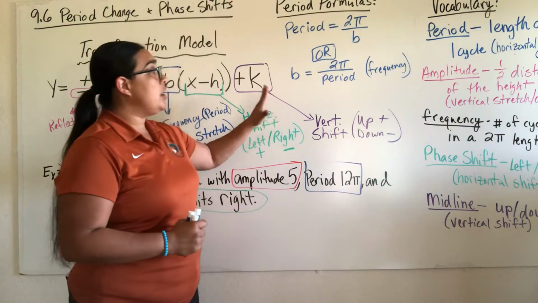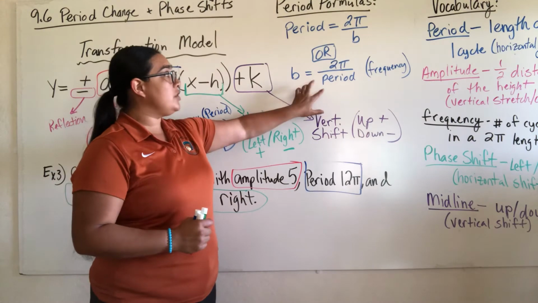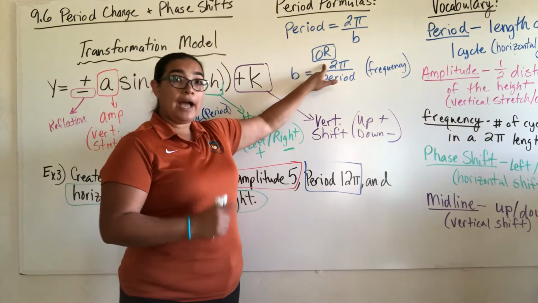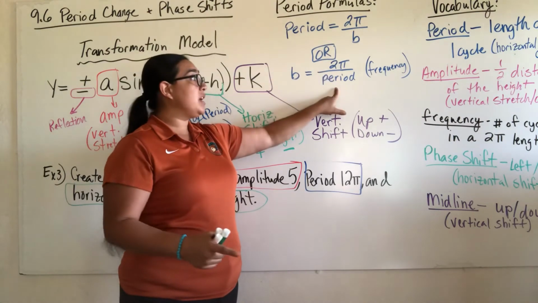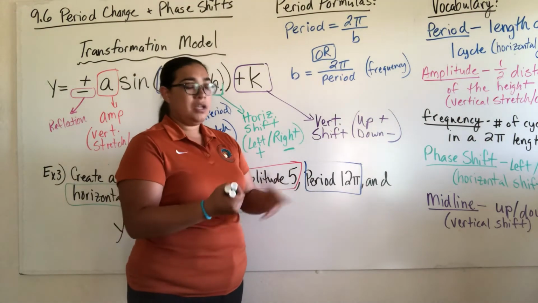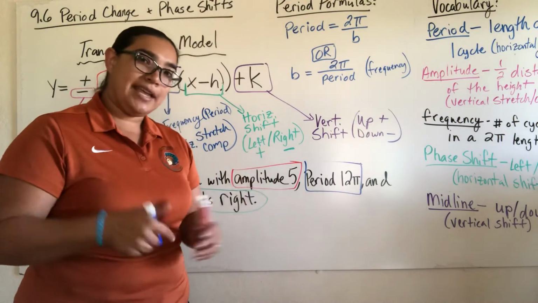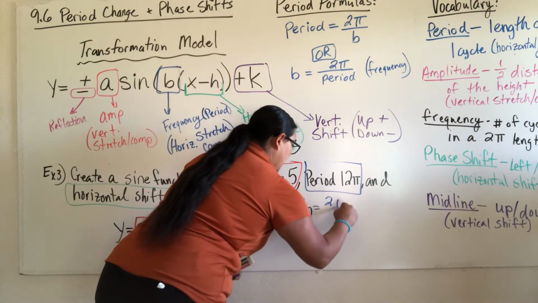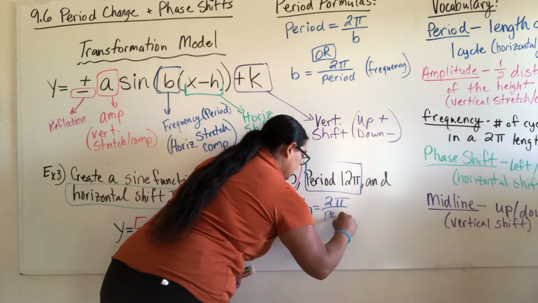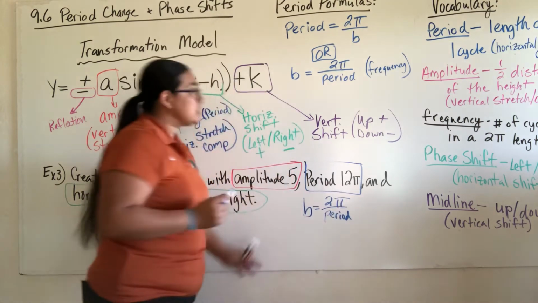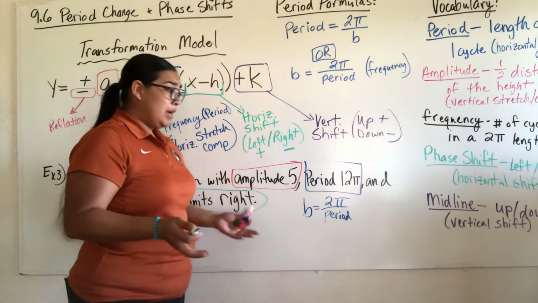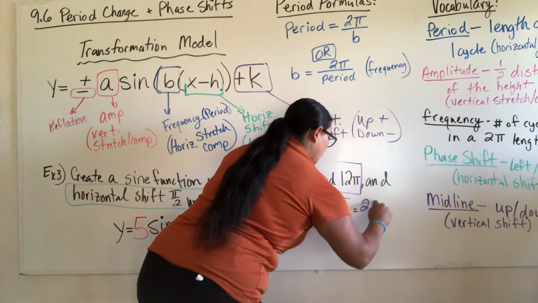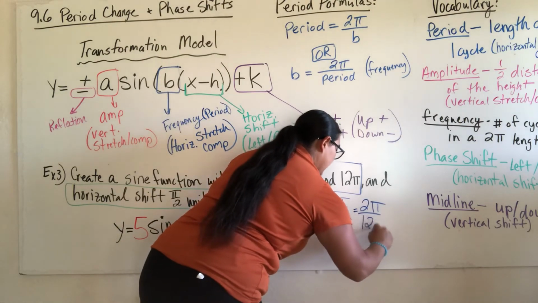And so if we want to know what the b value is, we're actually going to have to use this formula right here. To find the b, we have to do 2 pi, which is the normal period, and divide it by the period that they're giving us. So here's where the slight calculation comes in. So b is 2 pi over your period. That's the formula that I'm just pulling down from there. And all we have to do is plug 12 pi in where it says period. So here we go, 2 pi over 12 pi.